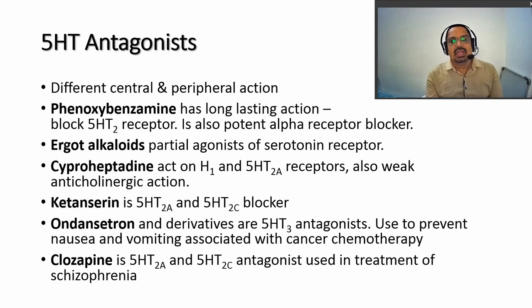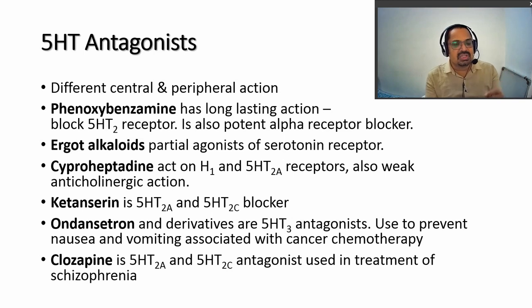Now the next category, which has more clinical application than 5-HT agonists. 5-HT antagonists play a more specific role as therapeutic agents. They have different actions, like central or peripheral actions. So different agents have different kinds of actions. Phenoxybenzamine has a long-acting 5-HT2 receptor blocking ability. It also blocks the alpha receptor along with the 5-HT. Principally, they are 5-HT antagonists, but along with that, it also has a potent alpha receptor blocking activity.